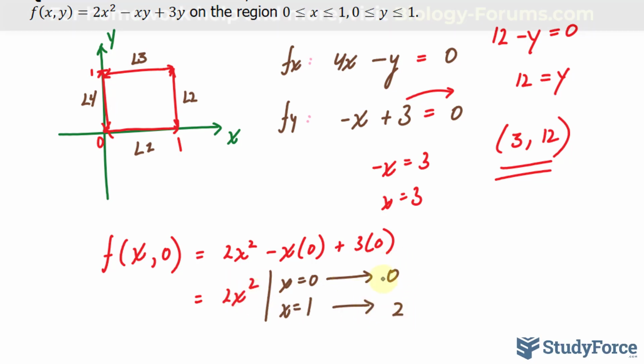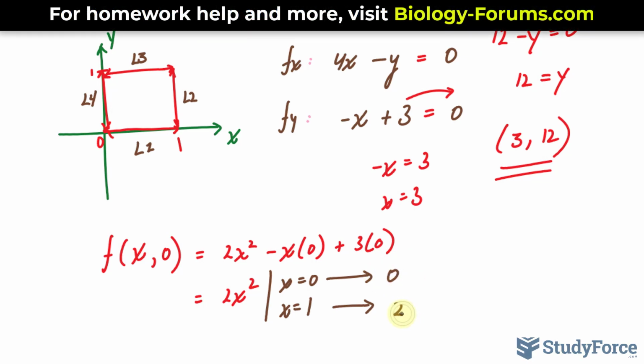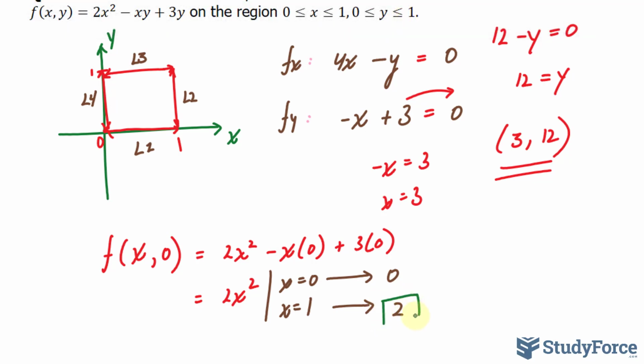So our local minimum here is 0 and our local maximum is 2. So our maximum along this line is 2. That's our max. And subsequently, the minimum is 0. Now we have to do this for L2, L3, and L4. And then eventually, once we have all of the numbers, we can choose which one will be the minimum and which one will be the maximum.